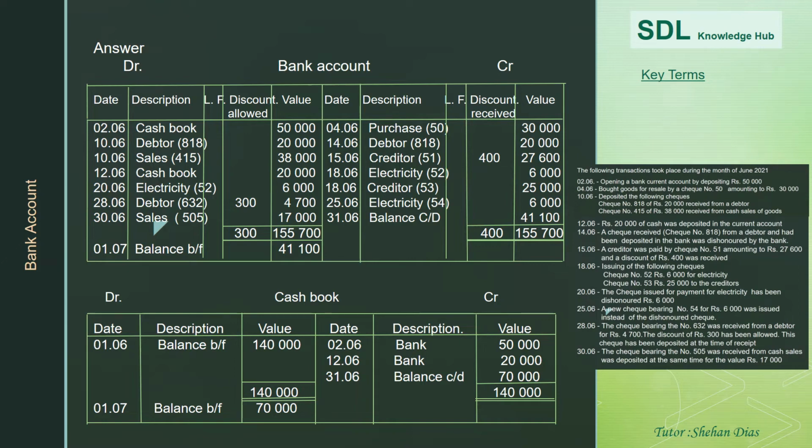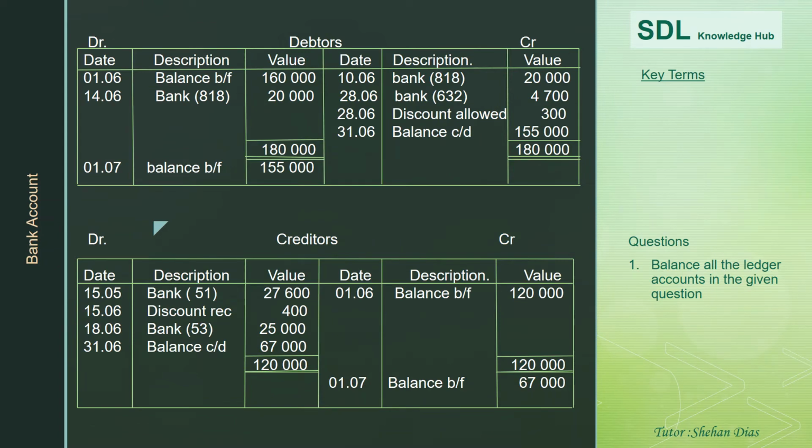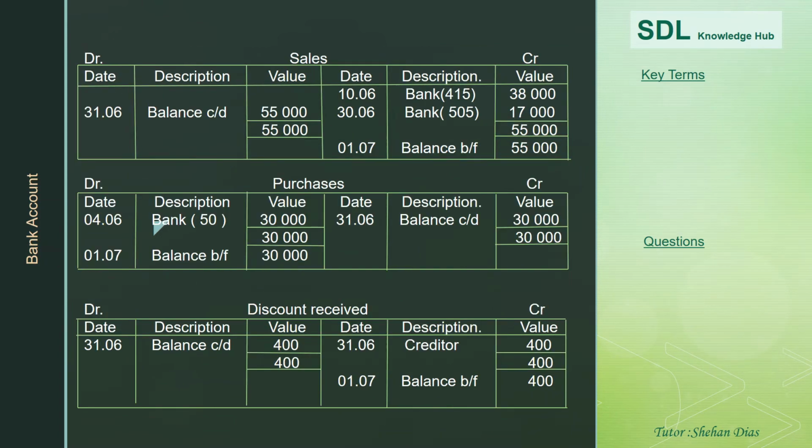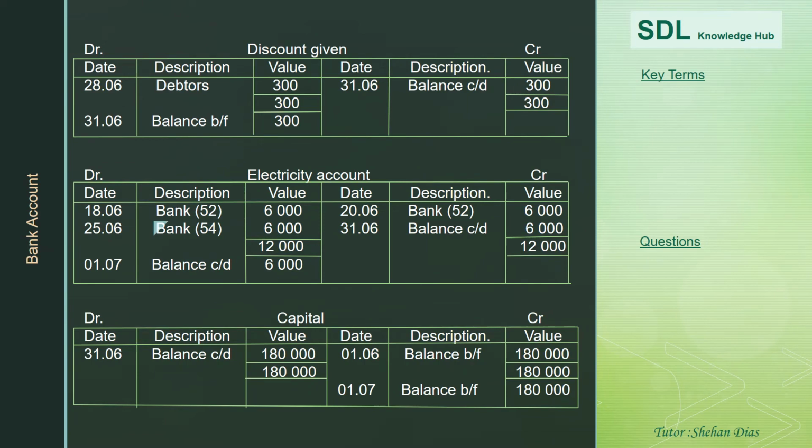Also the total of the discount allowed column will be debited to the discount allowed account on the 31st of June, and also the discount received column total 400 of the income account will be credited on 31st of June. So similarly, you balance the rest of the accounts and you have the complete answer.